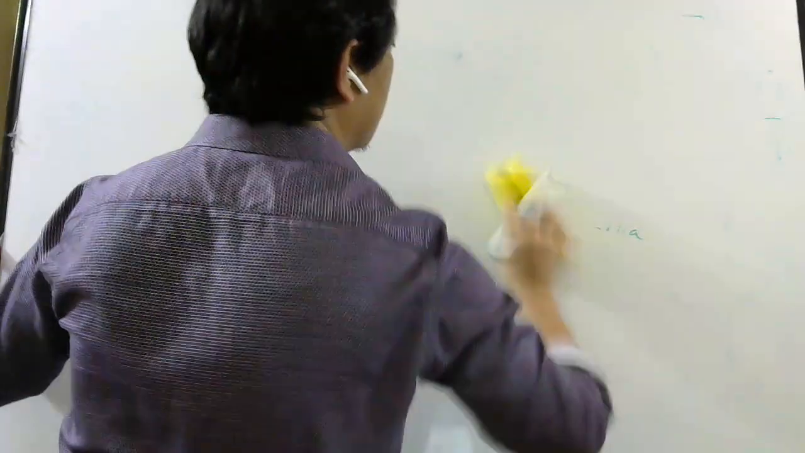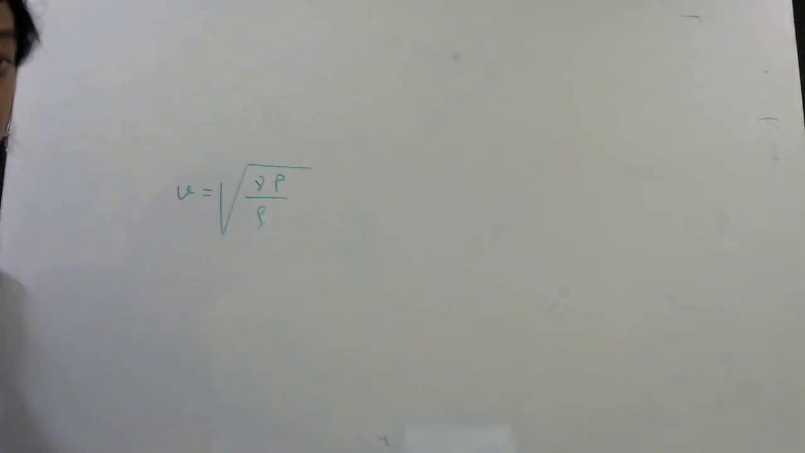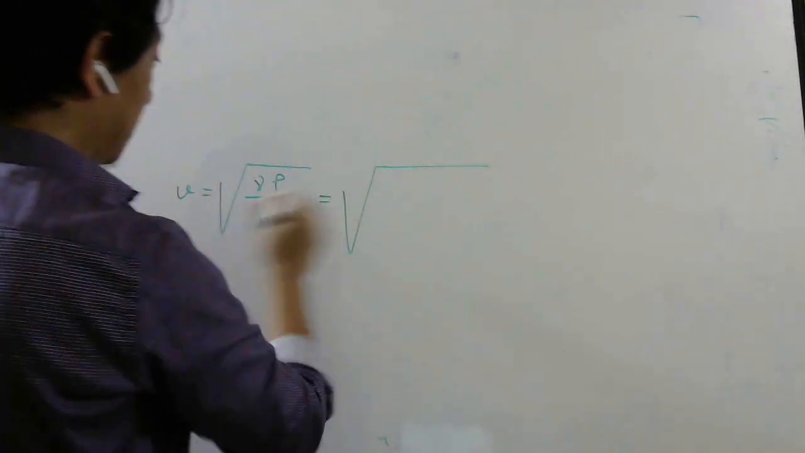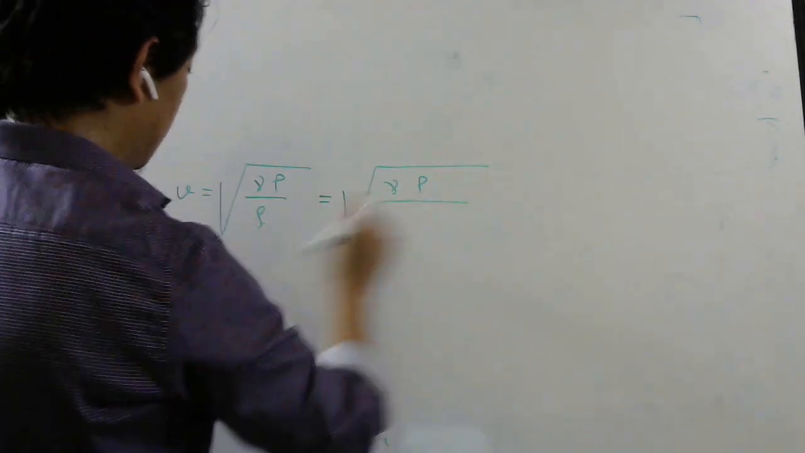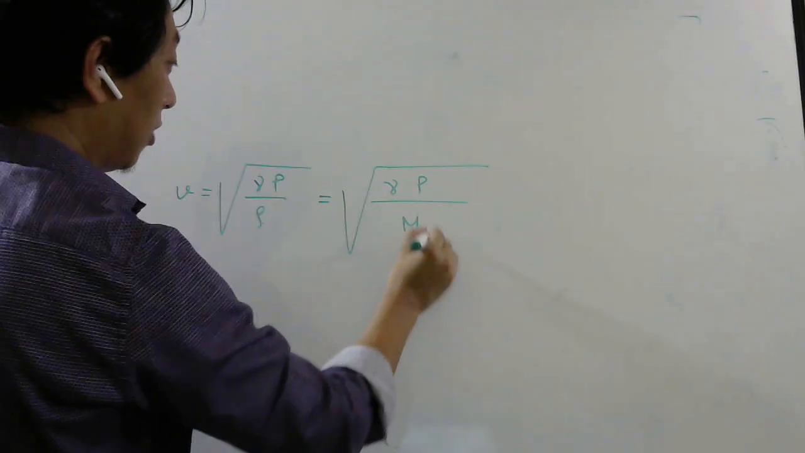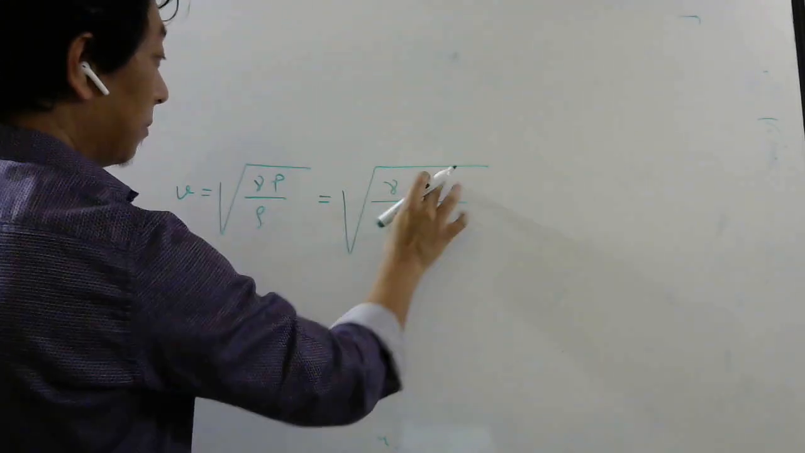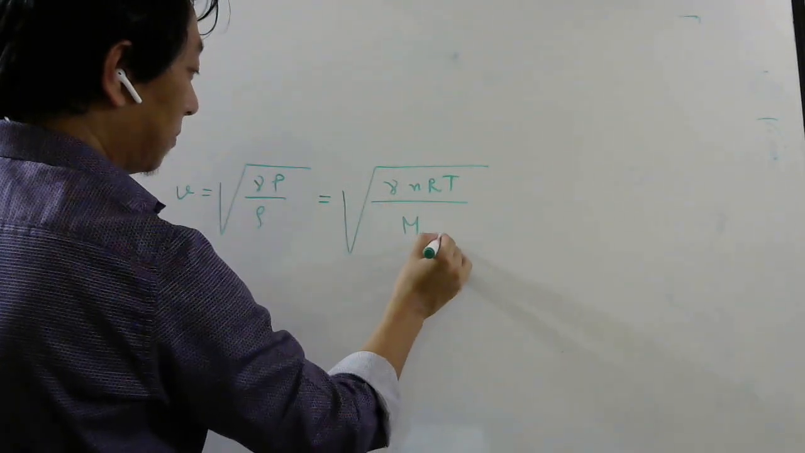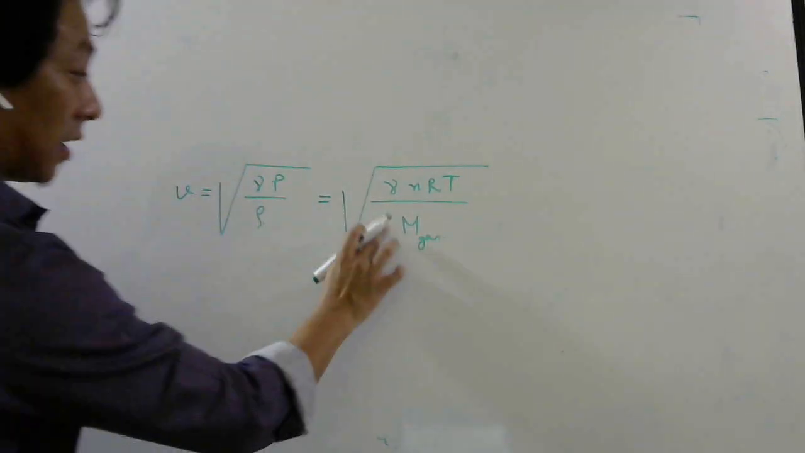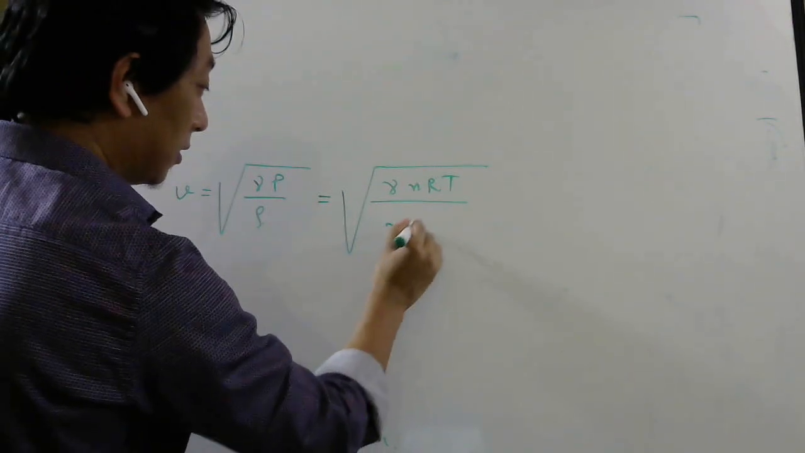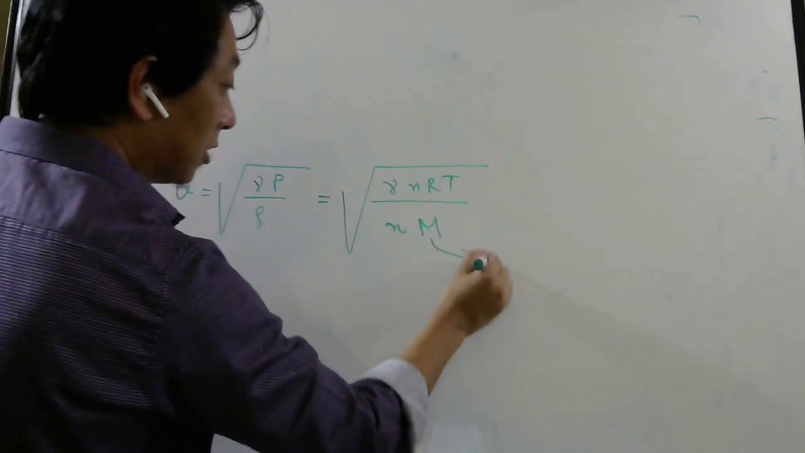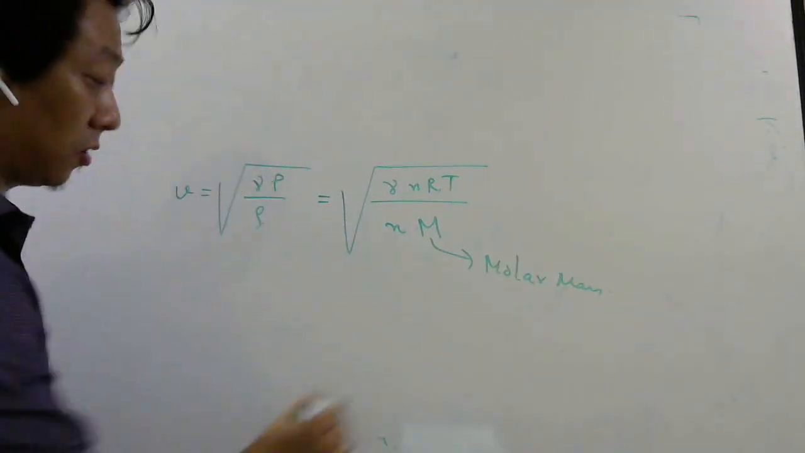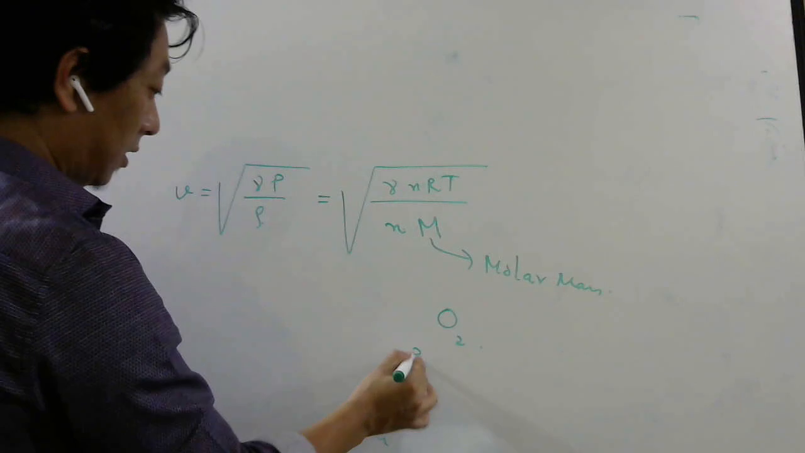Once you know the speed of sound in gaseous medium, root of gamma p by rho, also try to represent this in terms of temperature. So P is pressure, density is mass by volume. So volume will go here, right? PV is what? PV is nRT. Now mass of gas I can write as number of moles into mass of 1 mole. Mass of 1 mole is called what? Molar mass.